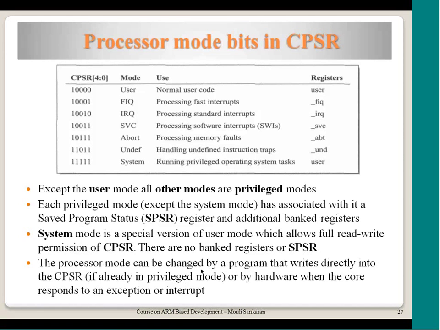The processor mode can be changed by a program that writes directly into the CPSR, or by hardware when the core responds to an exception. So, you may wonder, when is the mode changing? How can the mode of the processor be changed? It is the least 5 bits. It could be by any interrupt coming. From the interrupt, it will know that this is the interrupt coming from the signal, so automatically it will be set, or it could be done by the user program.